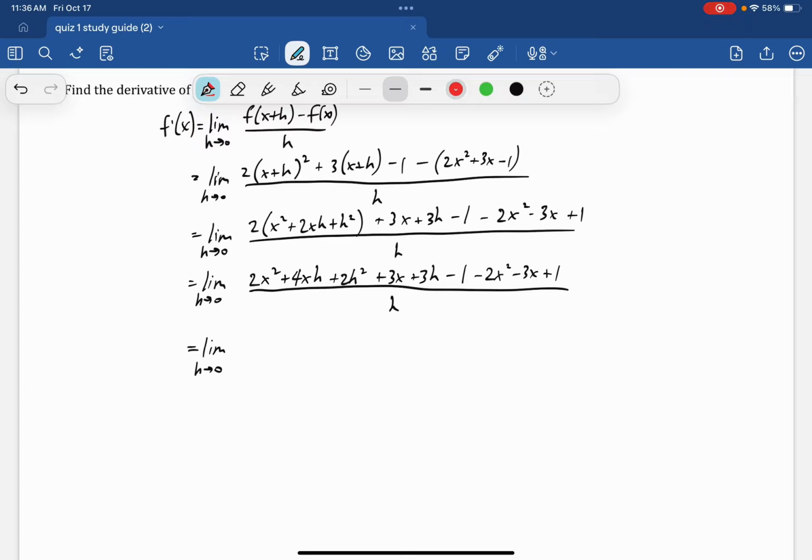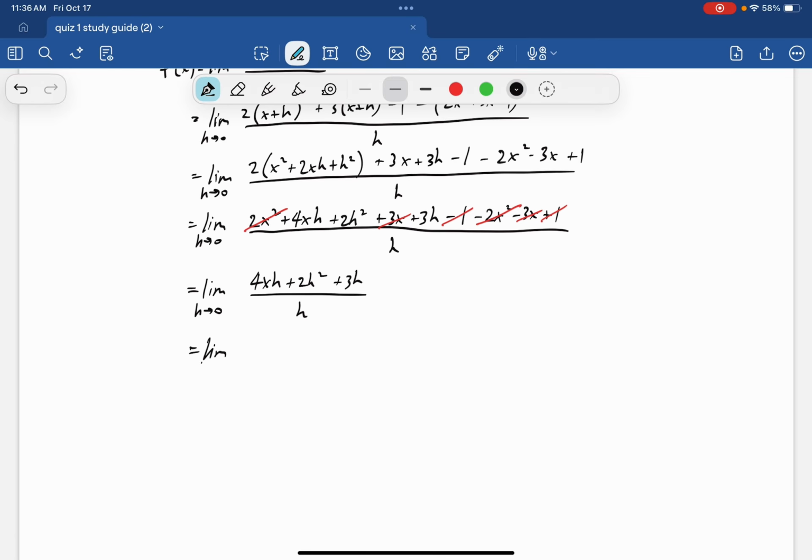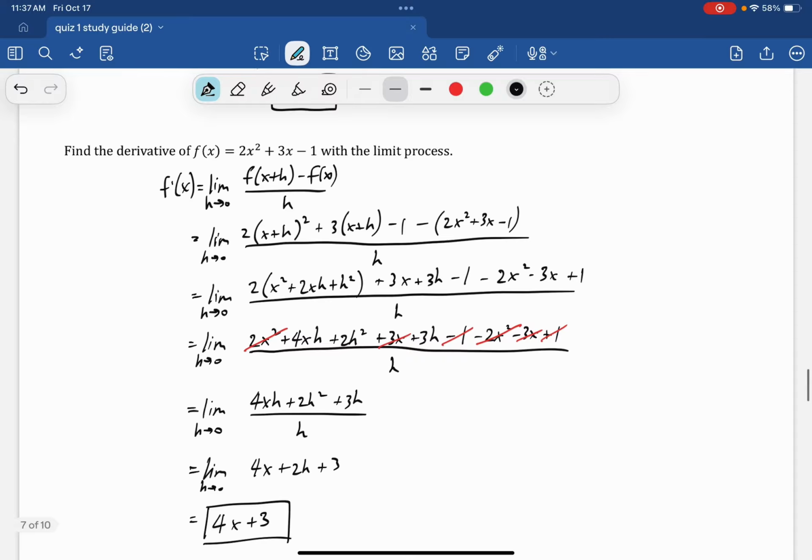Canceling. And finally plugging in h equals 0. Quick sanity check, is that what I think I should have gotten? 4x plus 3 plus 0, so it looks good.